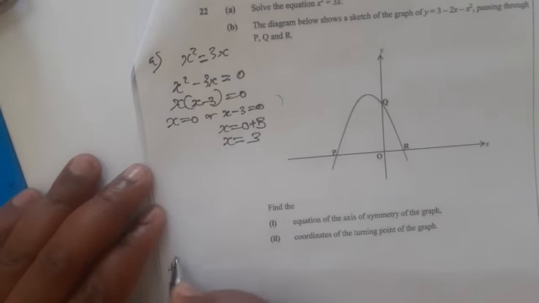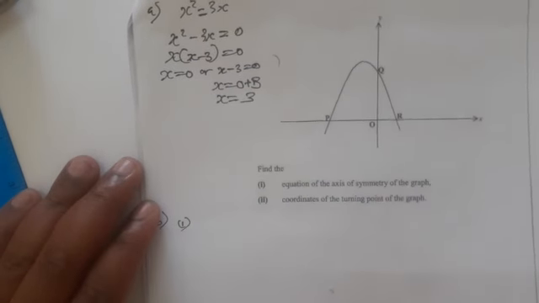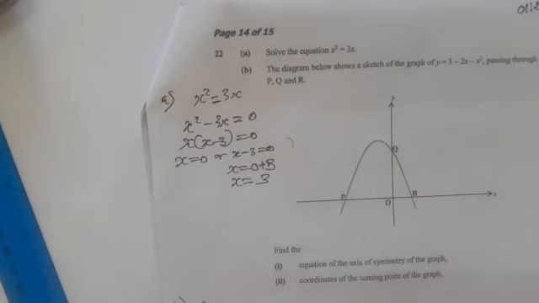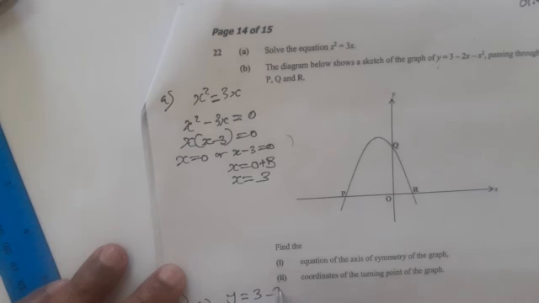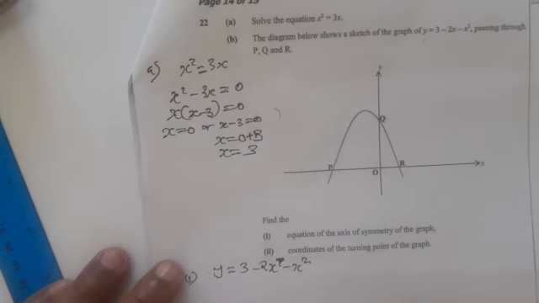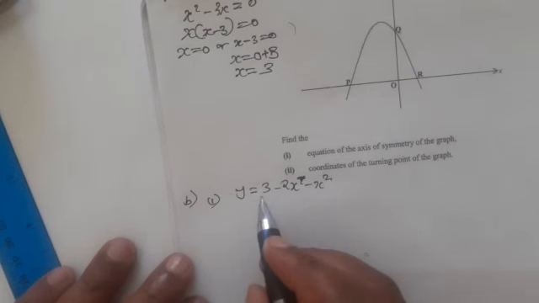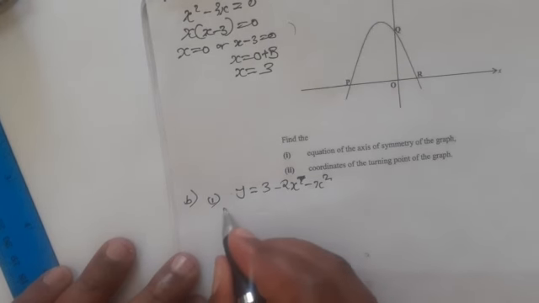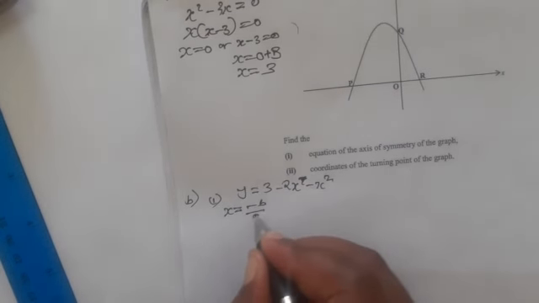This is B1. The diagram below shows a sketch of the graph y is equal to 3 minus 2x minus x squared, passing through P, Q, and R. So the first one is, can you get the equation of the axis of symmetry? The equation of the axis of symmetry is the turning point of x, defined by negative b over 2a.